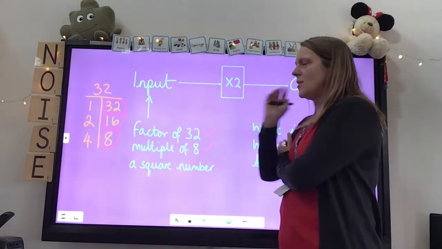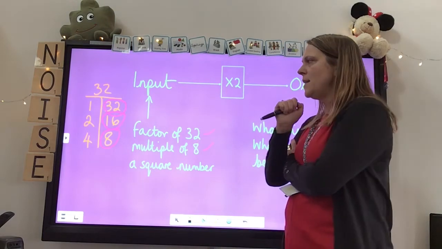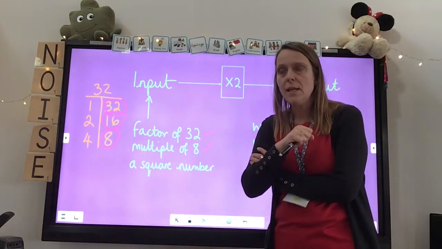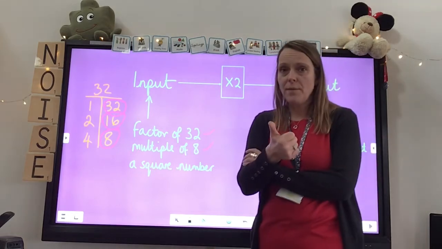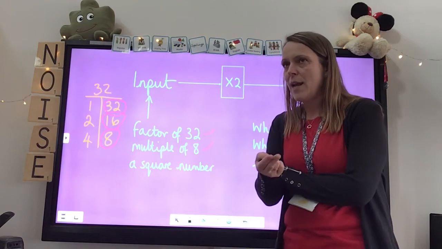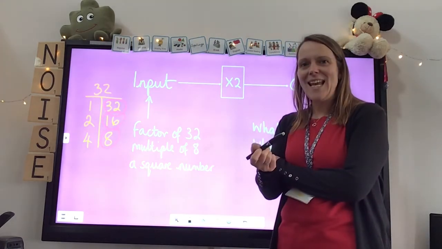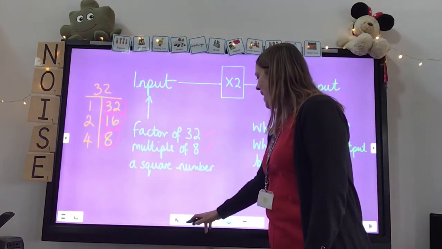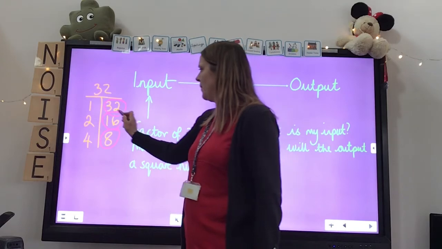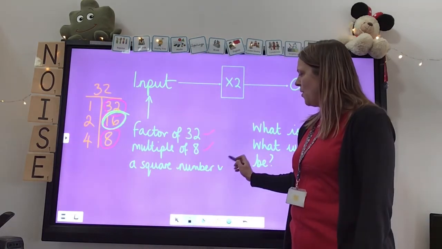My last clue is a square number. Can you remember what a square number is? It's a number where it's the product of a number that's been multiplied by itself, isn't it? So we have 1 times 1 is 1, 2 times 2 is 4, 3 times 3 is 9, 4 times 4 is, look, 16. There we have my, let's jump up to green. This one here is my square number.